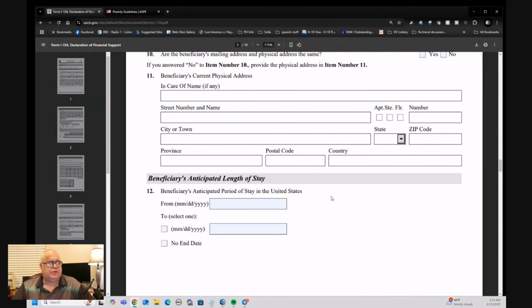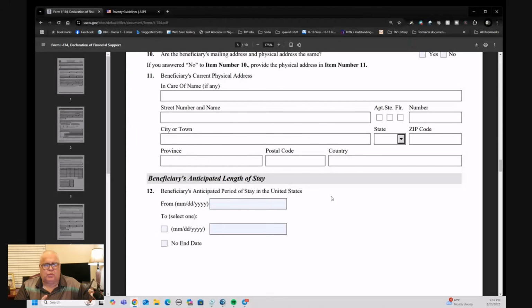The beneficiary's anticipated period of stay is pretty easy. Just pick a date slightly in the future. Let's say you're in March now and you know that the beneficiary has an interview in, let's say, April. Let's just assume they're going to emigrate on July the 1st. You put in 7/1, and notice the date format, by the way.